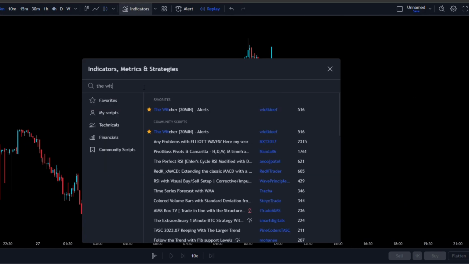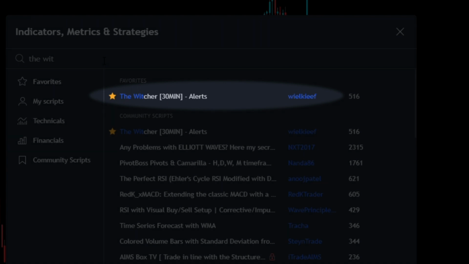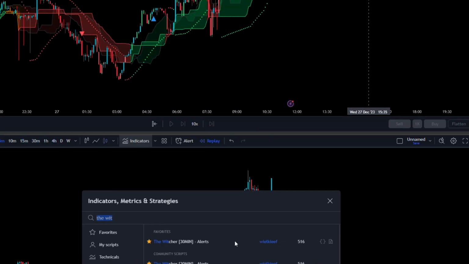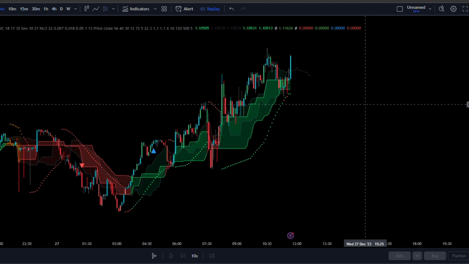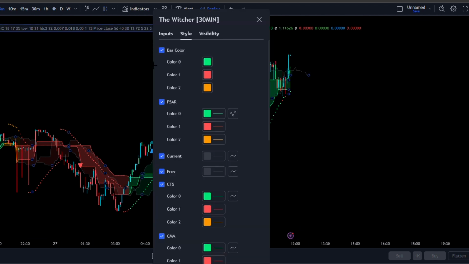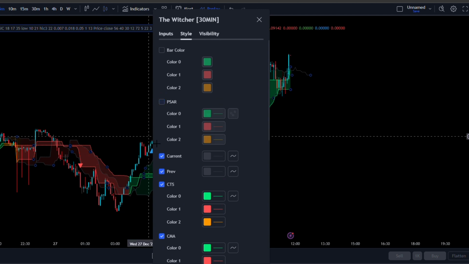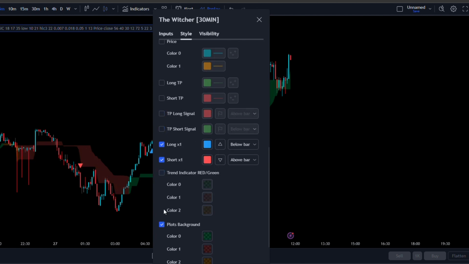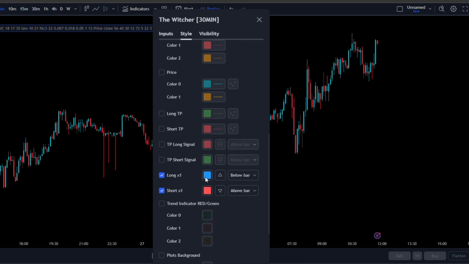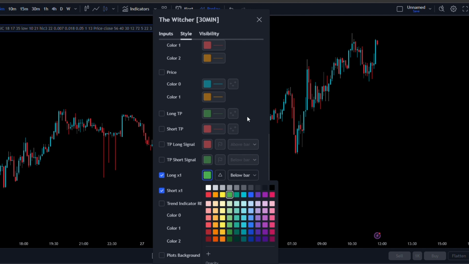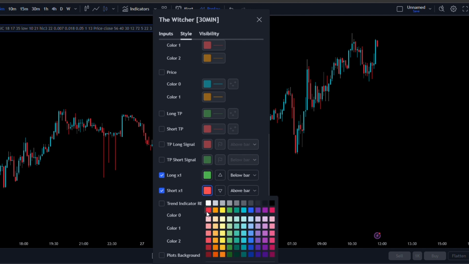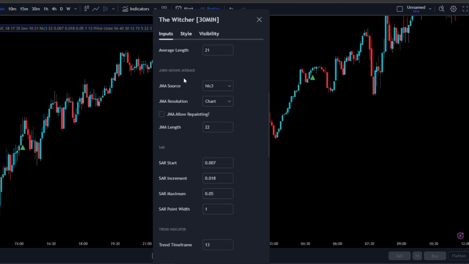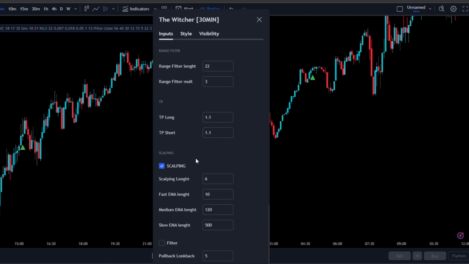For the first indicator, search the Witcher 30-minute alerts, and it's going to be by this user here. Once loaded, it's going to look like this. We need to make some adjustments in the settings. We're going to uncheck all the boxes apart from long X1 and short X1. We're also going to change the color of long X1 to green and the color of short X1 to a different red. Now let's go to inputs and scroll down until scalping, and we're going to change the scalping length from 6 to 10, and the fast EMA length from 10 to 5.